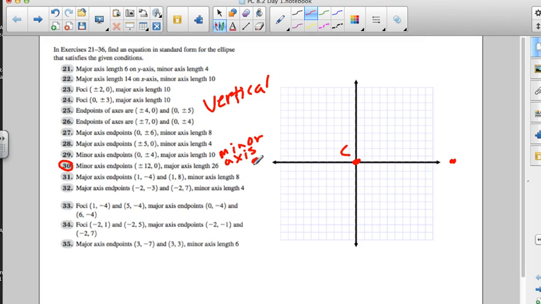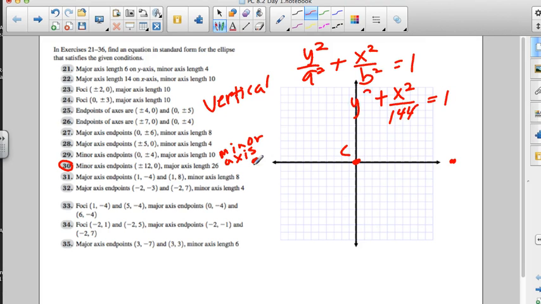So now we know that we want the y squared over a squared, because we had to write this vertical. And it's a matter of figuring out what those numbers are for a and b. Well, we have b, because b is the distance from the center to those covertices, which are actually those endpoints for that minor axis. And that was 12. So we can go ahead and put a 12 in for b, and that'll give us 144.